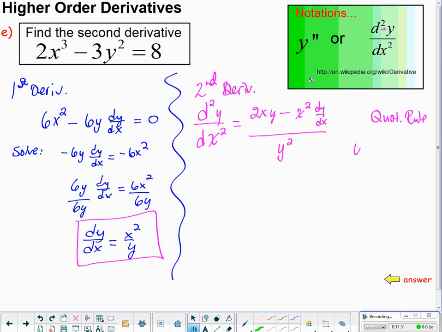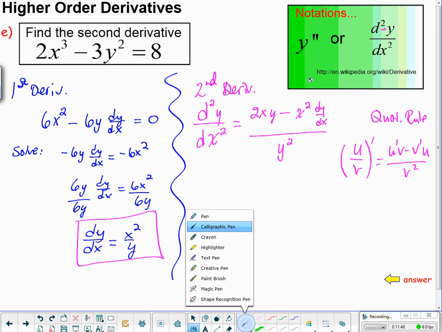What I was going off of was, some of you have these memorized, like u over v. Well, it's u prime v minus v prime u over v squared. And that's what we utilize to do our quotient rule. Now, I bet you're feeling really good. I'm going to burst your bubble a little bit because I see an issue.